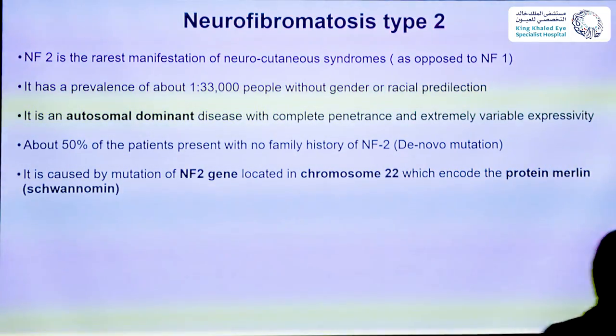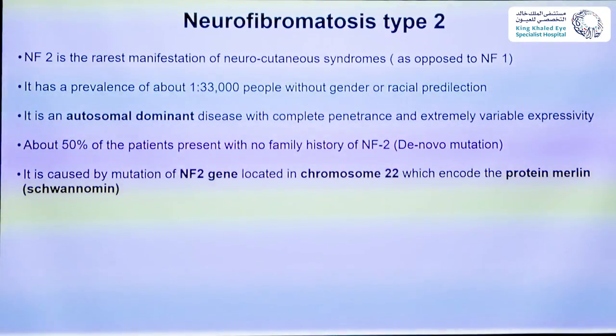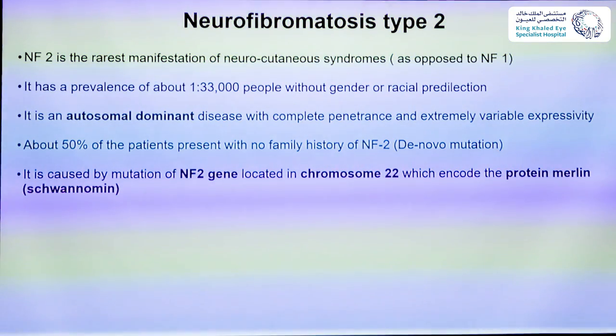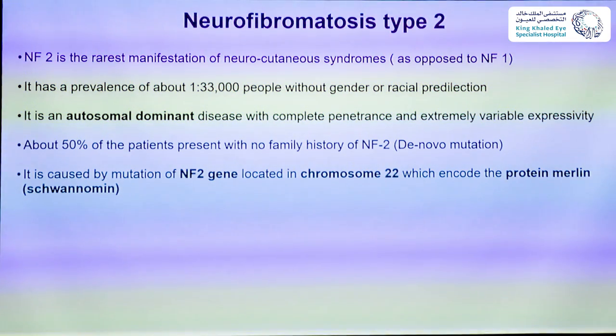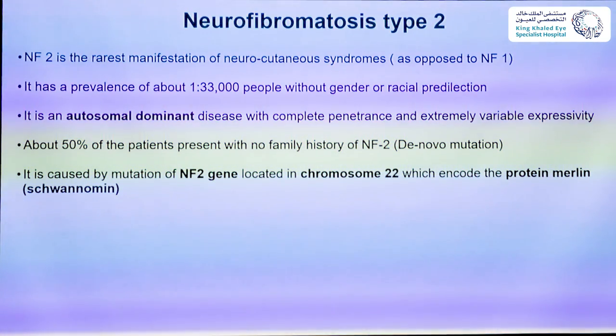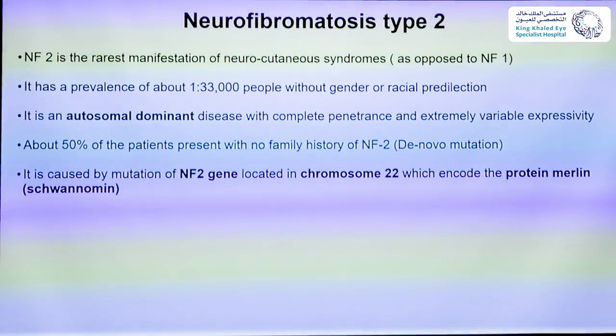About 50% again of the patients present with no family history of NF2, as we said, because of de novo or somatic mutation, where the patient has taken a normal egg and normal sperm, but the mutation happened afterwards, which is called somatic. So it's caused again by a mutation of the NF2 gene, which is on chromosome 22, and that gene encodes the protein Merlin or schwannomin, which is a tumor suppressor gene.